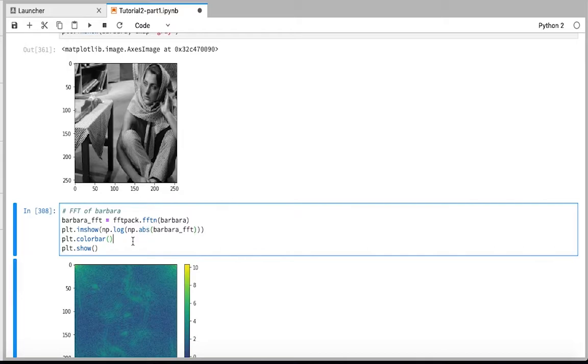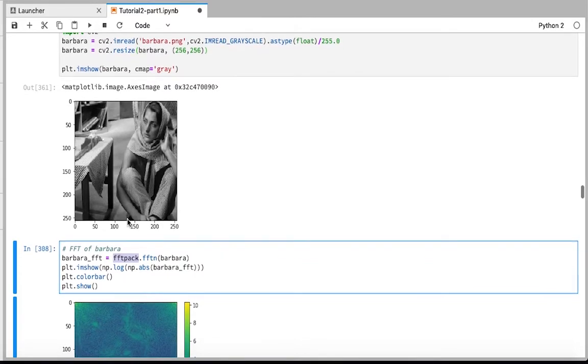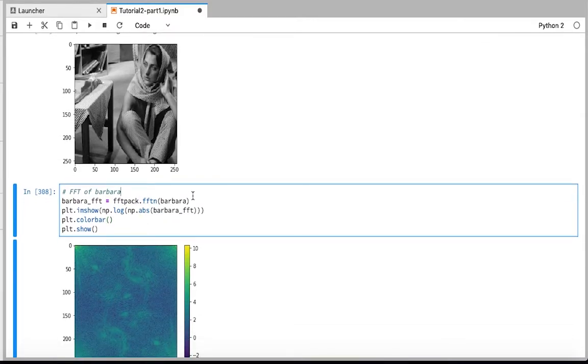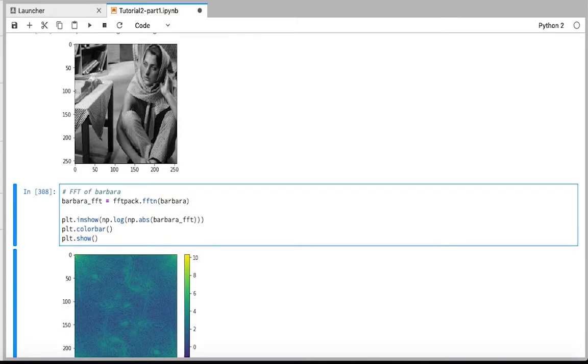So this is when you do fftpack and fftn. fftn means you're applying FFT on some n-dimensional matrix. You can use fft if you're doing it for a signal, but fftn is the general case. This fftpack I'm using from SciPy, so you can just import fftpack from SciPy, and you'll get this.